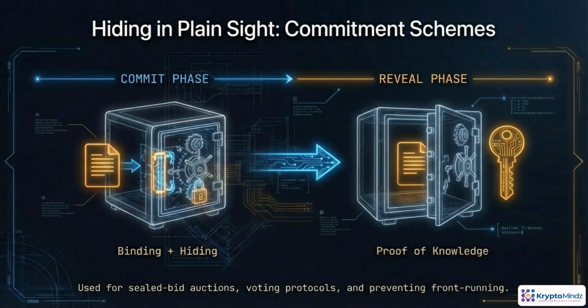Commitment schemes are like putting your value in a locked safe in public. In the commit phase, you lock in a choice or value so you can't change it later. That's the binding property. At the same time, nobody can see what you chose yet, which gives you hiding. In the reveal phase, you publish the opening key. Anyone can now verify you knew this value earlier. This underpins sealed bid auctions, fair voting, and front-running resistance.